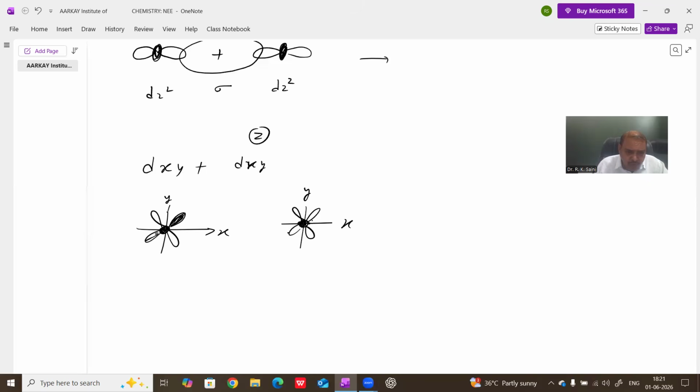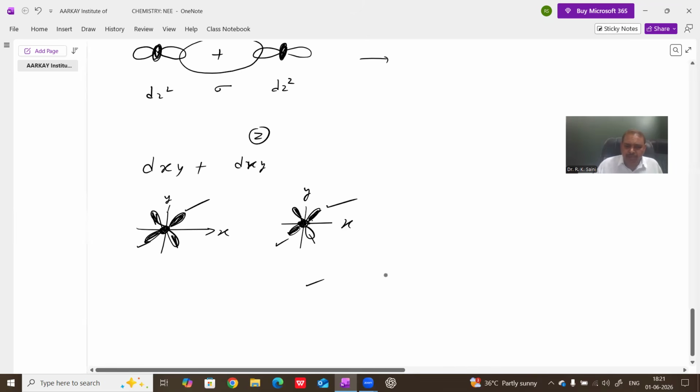There are 4 lobes of one orbital and 4 lobes of another orbital. For example, when these orbitals come nearer to each other in the proper direction, meaning the z axis, then these lobes overlap: 2 and 2, this lobe with that, and this lobe with that, and 8 lobes overlap. It is also known as delta bond.